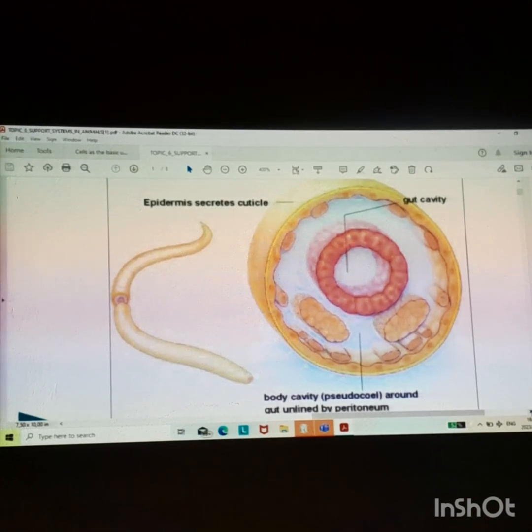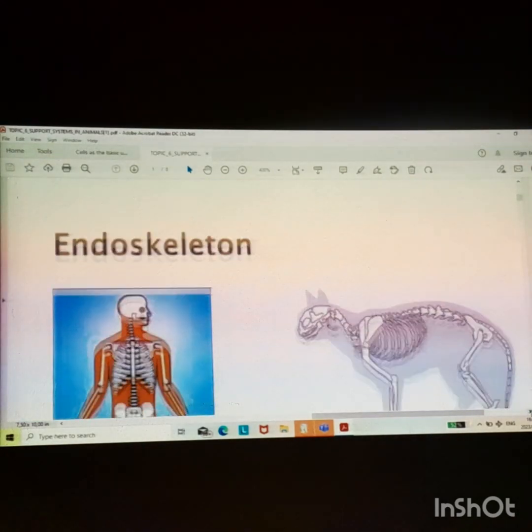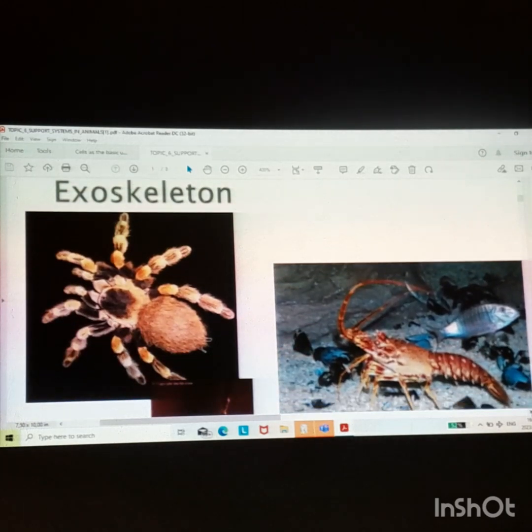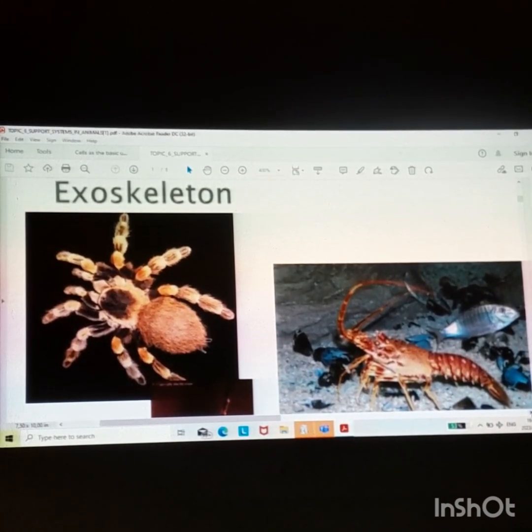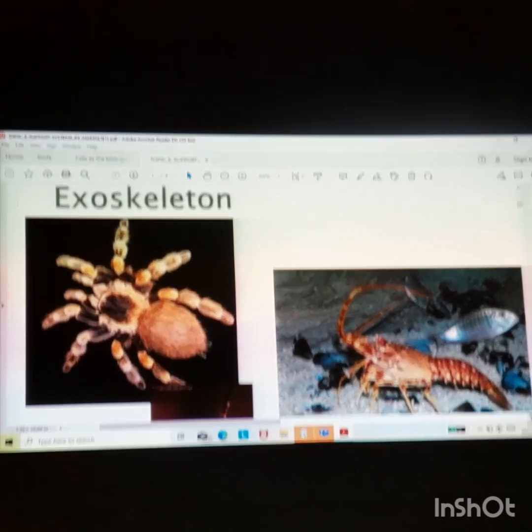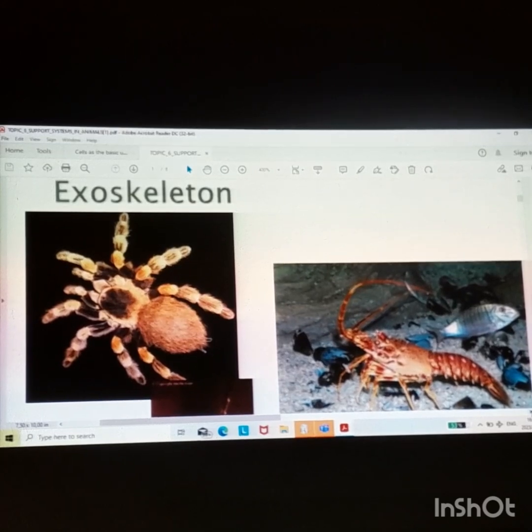We have the second type of skeleton, the exoskeleton. When we talk about an exoskeleton, can I page downwards for you to see these types of skeleton? We talk about a skeleton which is exposed outside of the organism's body, which we say is an external skeleton. It is not inside of the body, but it is external, meaning that you can see it with your naked eyes. It is not internal, but external of their body.